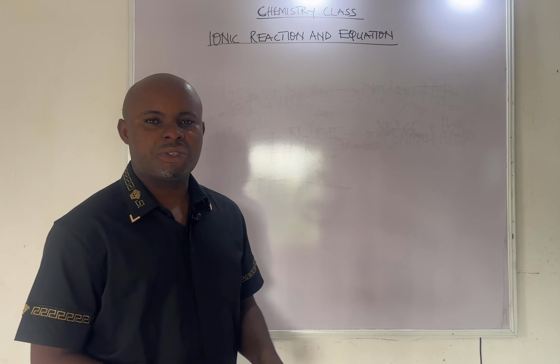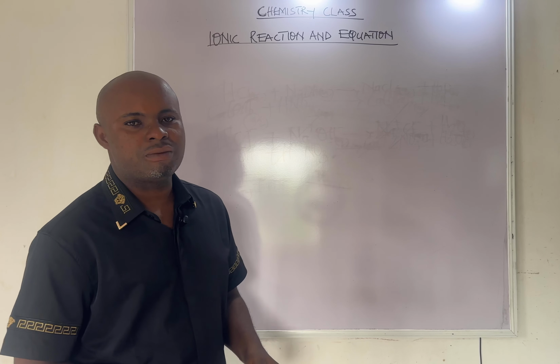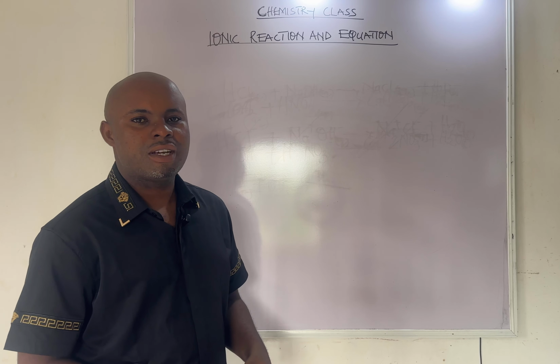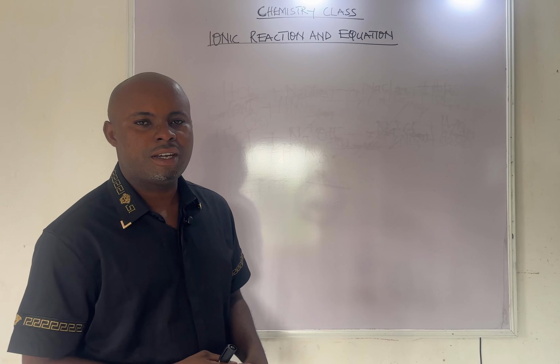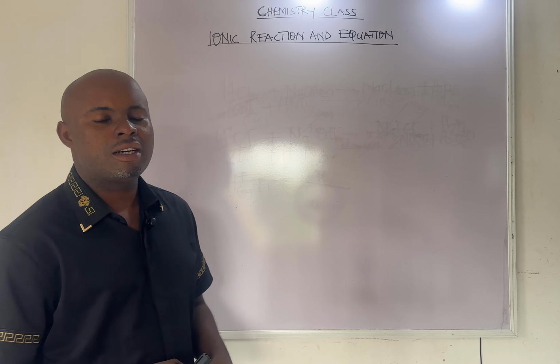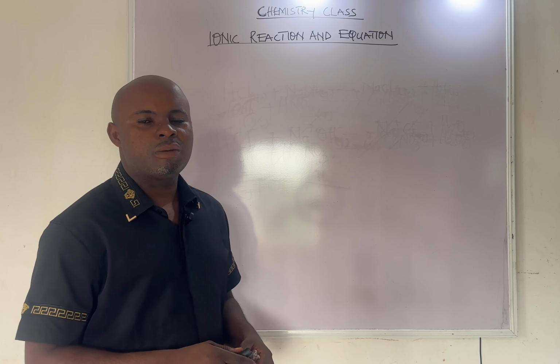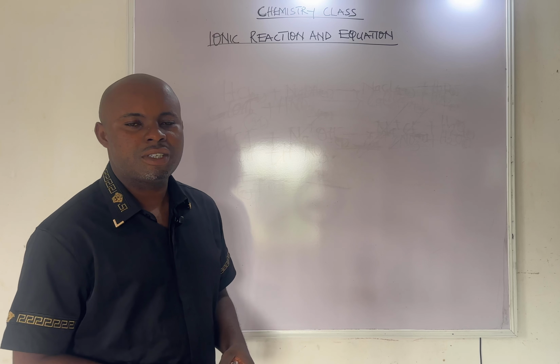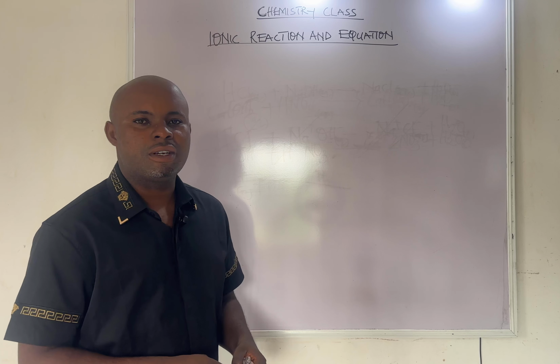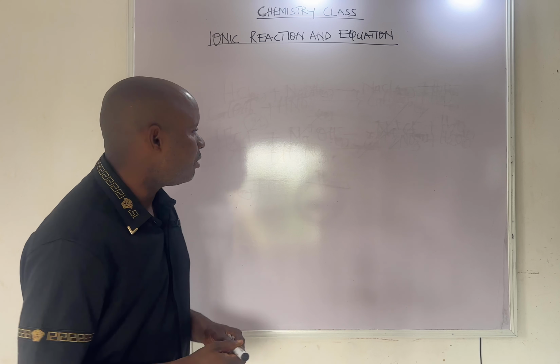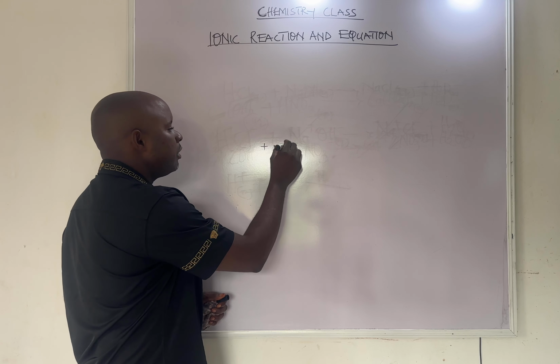In today's class, we're going to discuss ionic reaction and equation. In our previous lesson, we treated salt, types of salt, and so on and so forth. So in this regard, we said compounds such as acid, alkali, and salt that dissolve in water tend to be in solution in the form of ions. These ions move around the system in constant motion. This ion can be positive or negative.